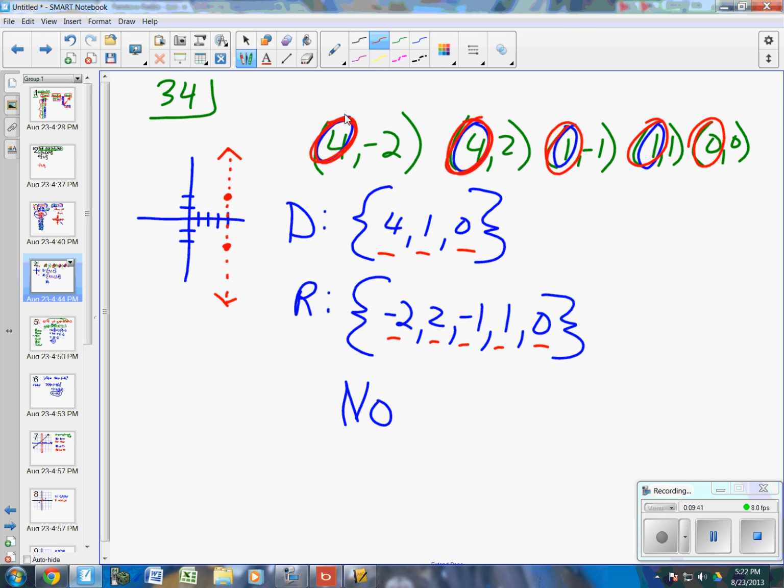And this is not a function, so I'm going to put no. Remember, it's yes or no, whether it's a function. The reason it's not a function is because 4 is listed twice, and 1 is listed twice. Now, that only pertains to the domain. If an x number is listed twice, then this is not a function. The reason being, for example, if I take this right here, (4, -2), and I graph that point, (4, -2) is this point right here.